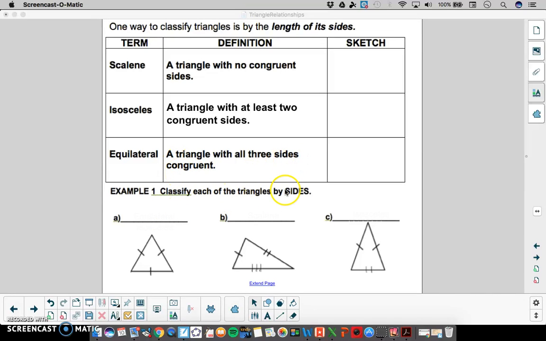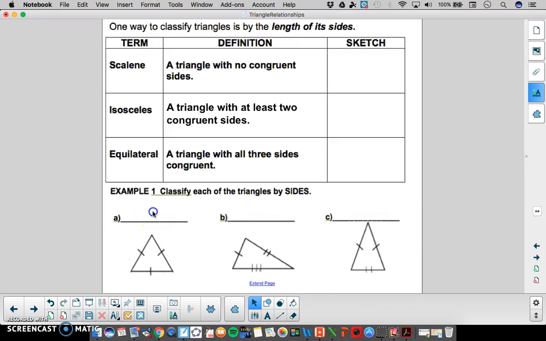So we want to classify each of the triangles below by sides. So we see the dashes on the triangle here. That indicates that those segments or those sides are congruent. So we have 1, 2, 3 sets of sides that are congruent. So that is an equilateral triangle. Here I have 1, and here I have 2, and here I have 3 dashes. None of those have the same amount of dashes, so none of those sides are congruent. So if none of the sides are congruent, that is a scalene triangle.